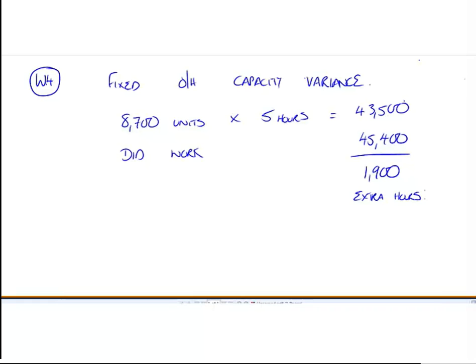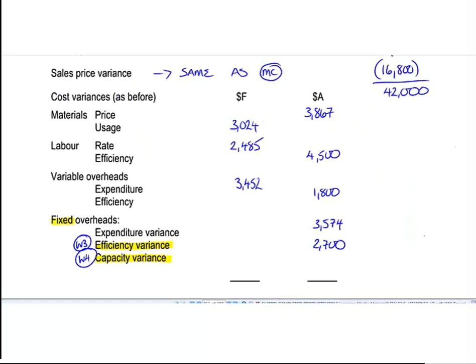Okay, again, we need to value that, so we're going to value it again at the overhead absorption rate, and the overhead absorption rate, as we calculated previously, is $3 per hour. So if we take those 1,900 hours and multiply it by 3, that would give us a variance of 5,700. That variance is going to be favourable, and it's favourable because we got more hours out of the factory than we were expecting to.